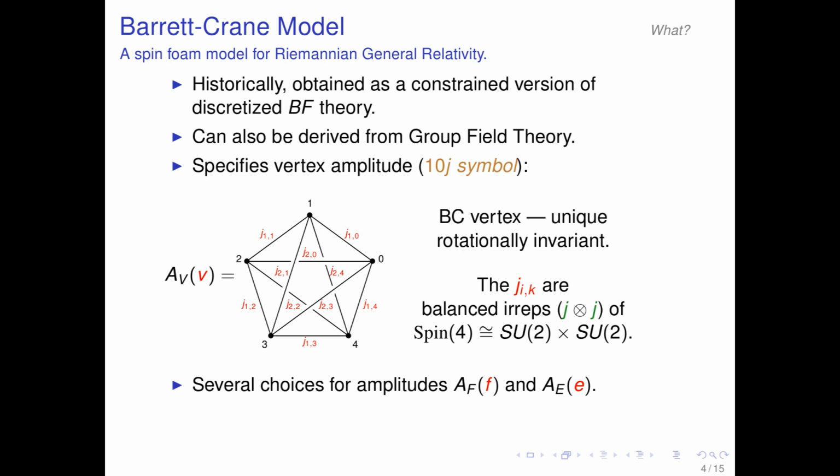Barrett and Crane specified the vertex amplitude, as I've shown you, which is used where I showed you in the previous slide. However, the edge and face amplitudes are left unspecified, and there are several choices for those. So this amplitude is given by the 10J spin network. These four-valent vertices are basically invariant tensors in the space of the tensor product of four copies of balanced representations of Spin(4), which is a double cover of SO(4), and we can decompose them in this way in terms of representations of SU(2).